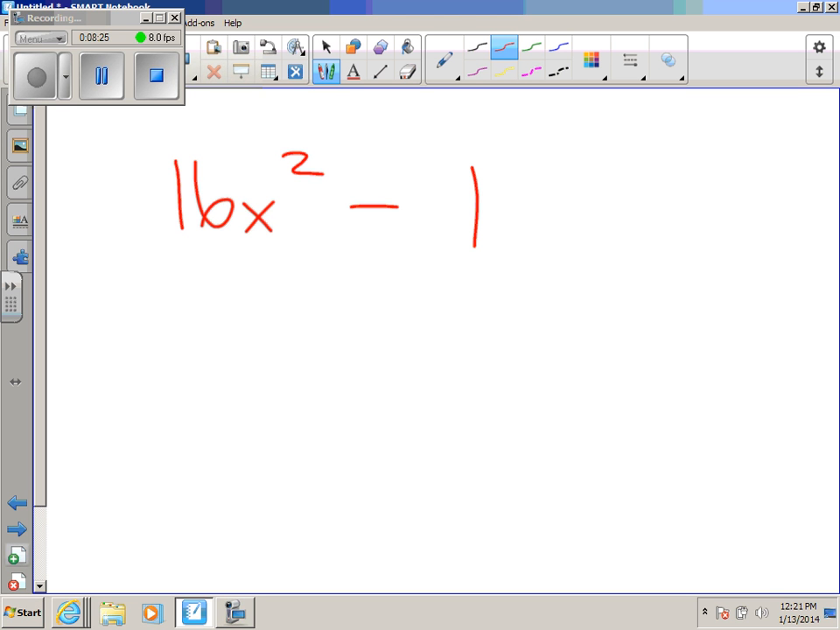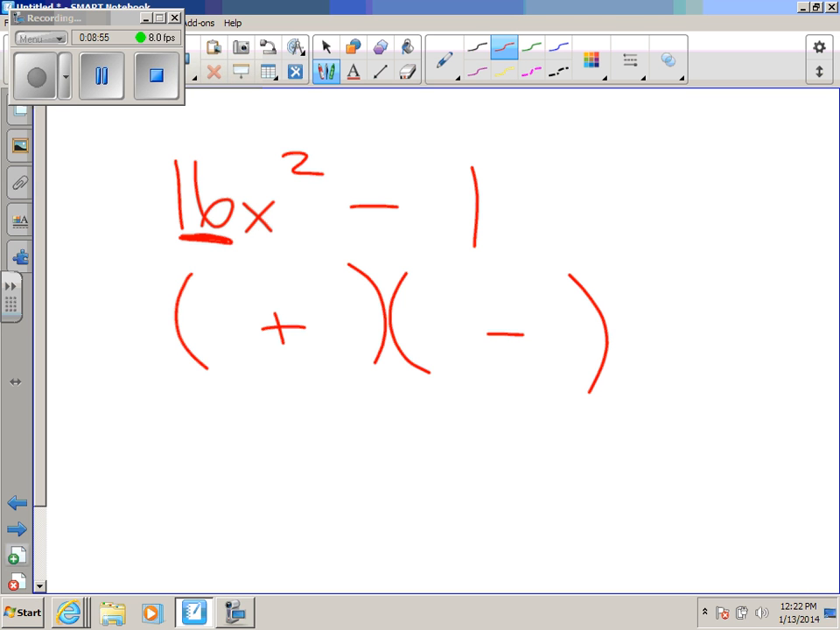16x squared minus 1. Is there a GCF between 16 and 1? So do I need to even pull it out if it's 1? No, because they would all have 1, so it's not going to change anything. So let's take a look. Once we establish that there's no GCF, we can go ahead and try to factor using difference of squares. So yes, one's going to be plus, one's going to be minus.